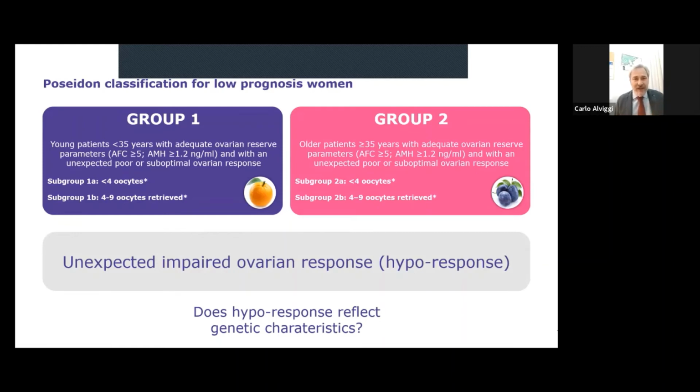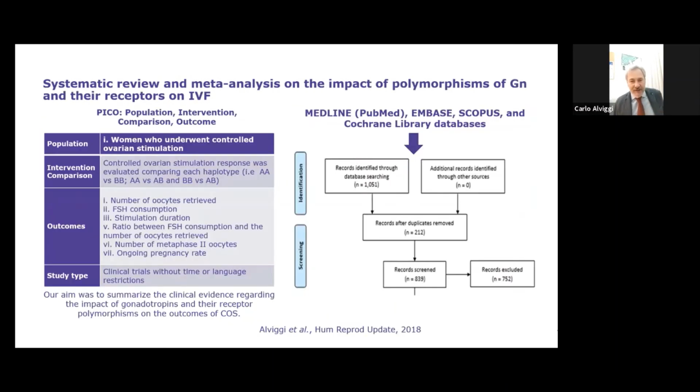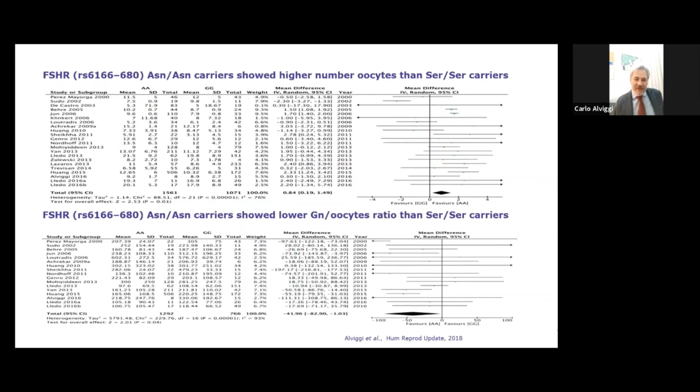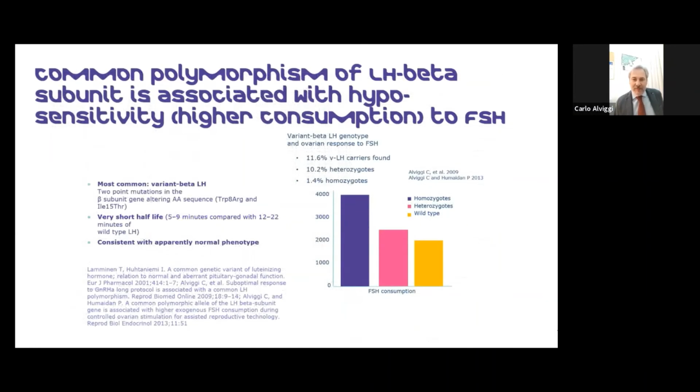So if I have 10 minutes, I would like to ask you to skip the next slides and go directly to the section related to LH in controlled ovarian stimulation. So move a lot, because I removed this slide. This is just to prove that patients with hyperresponse have a higher incidence of polymorphism of the FSH receptor in the LH system. So Poseidon groups 1 and 2, in the vast majority of cases, reflect the effect of inhibitory polymorphism of the LH and FSH receptor system. But I want to skip directly to the LH.